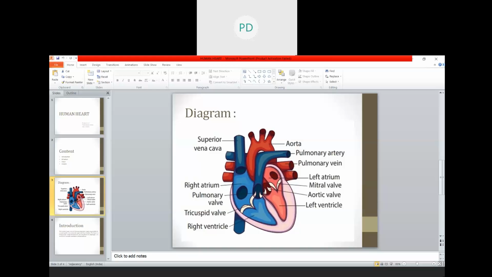Semilunar valve has three flaps each. Pulmonary semilunar valve is at the base of the pulmonary artery. Aortic semilunar valve is at the base of the aorta. This valve allows blood to move from the ventricle to the artery and prevent back flow. Okay, so from the above interpretation, we have learned about the function of the heart, blood vessels, what is valve, and structure of the human heart.